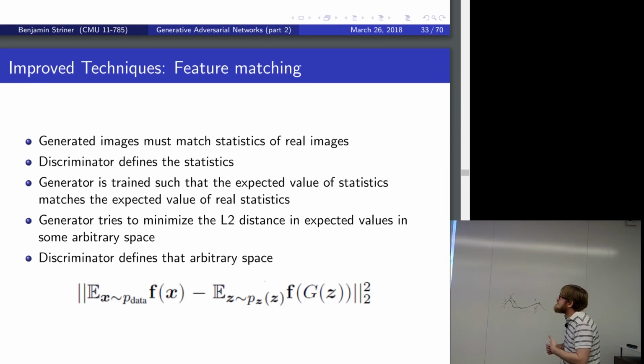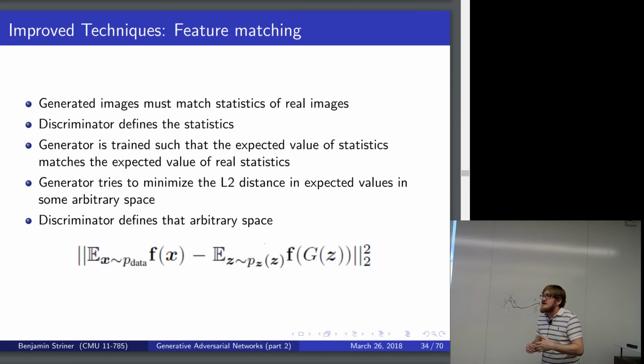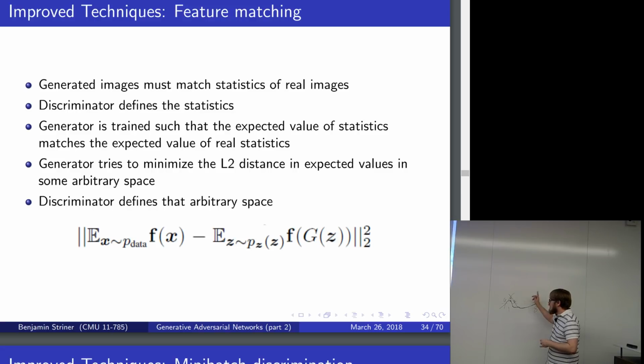One technique they use is feature matching. Instead of just being one scalar that your discriminator outputs, the discriminator is going to learn a space, a set of statistics. The way this works is generated images must match the statistics of real images. It's not a point-by-point comparison; it takes expected values of given statistics over generated and over the real values, and then tries to minimize the L2 between them.